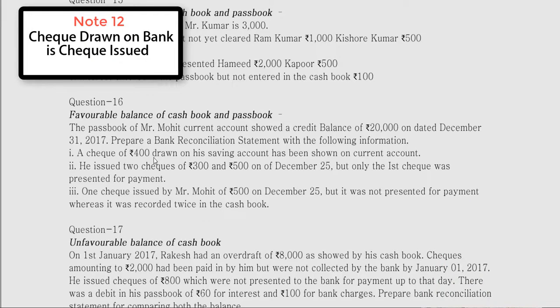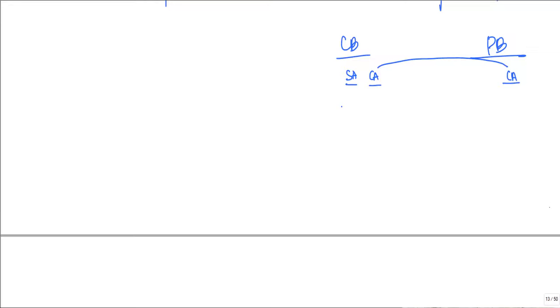So the first point they have said is a check of 400 drawn on his saving account has not been shown on current account. Check is drawn, which is why you are expecting the payment, and it is shown on your current account. So here you were expecting 400 as deduction, but unfortunately instead of saving account here, they have entered it here.